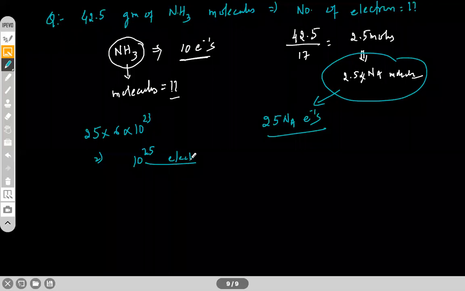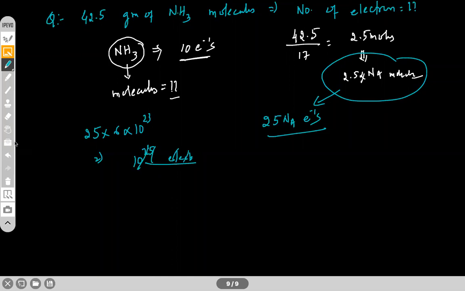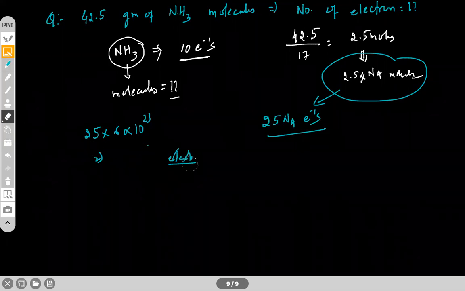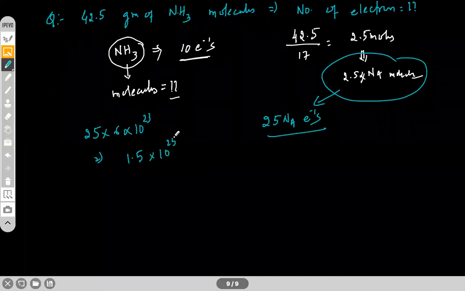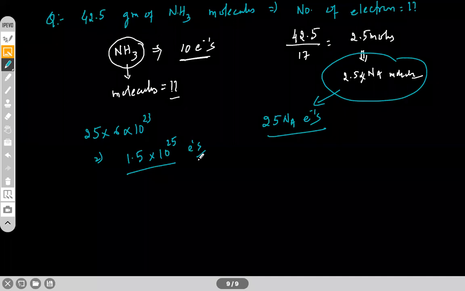Shouldn't the number be 1.5 into 10 to the power 25? Acha, 1.5. So no, it's 25. So it is 15 into 10 to the power 24. I'll correct it. Wait, oh, I thought it is 100, that's why I wrote that. Anyways, so 150 we got, right? So it is 1.5 into 10 to the power 25. Is it right? Electrons. Okay, 1.5 into 10 to the power 25 electrons.